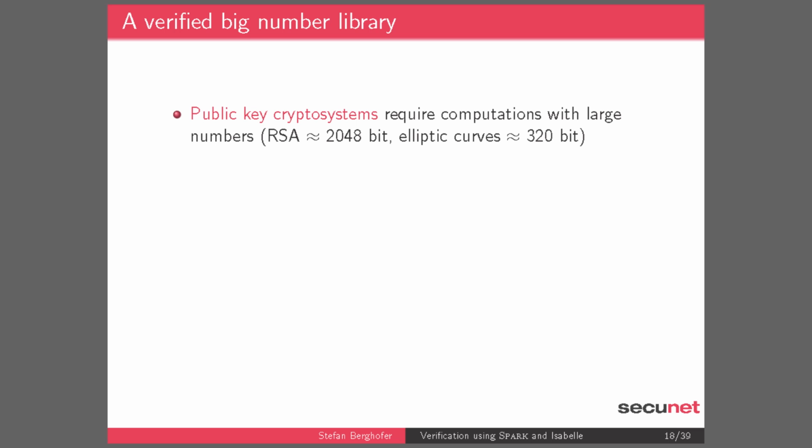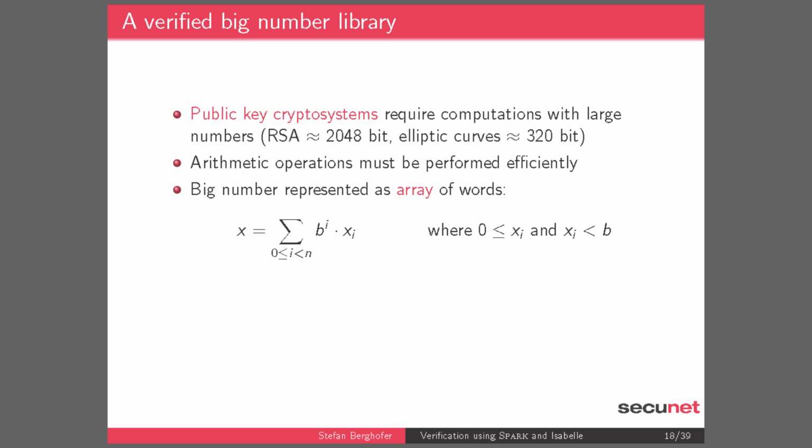Now I'll try to tell you a bit about the verified big number library. You know that public key crypto systems require computations with large numbers. RSA typically uses 2048-bit numbers and elliptic curves approximately 320 bits. One important thing is that these arithmetic operations must be performed very efficiently. In an implementation, big numbers are usually represented as an array of words. In order to reason about the correctness of such operations on big numbers, you need a way of abstracting such an array to an integer or natural number in the mathematical sense.